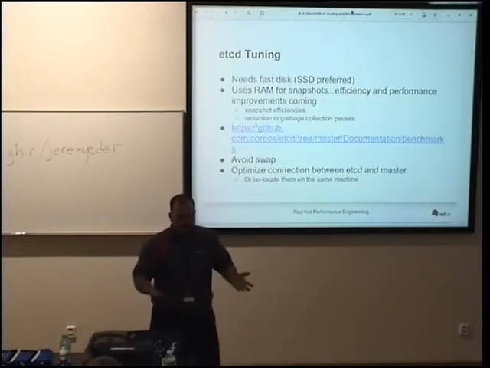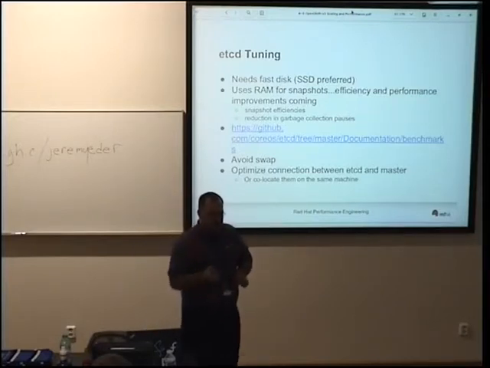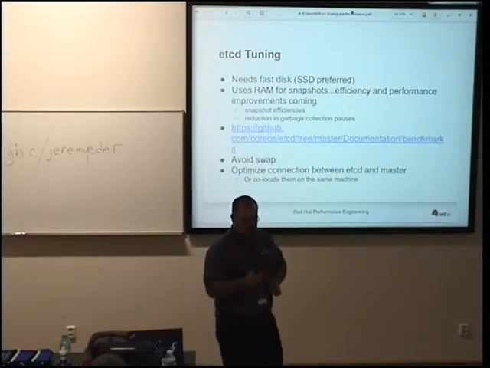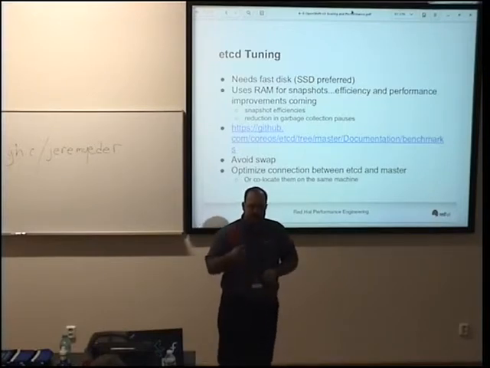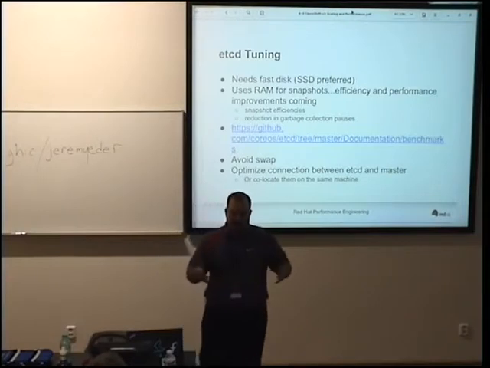We know that swap is going to crush it. And we know that the master and the etcd are constantly talking to each other. That's another thing we're doing: we're trying to make the communication path between the master and etcd more efficient. Right now it's way too chatty, and it scales, depending on how many nodes you have, there's more traffic. So we want it to be more efficient.